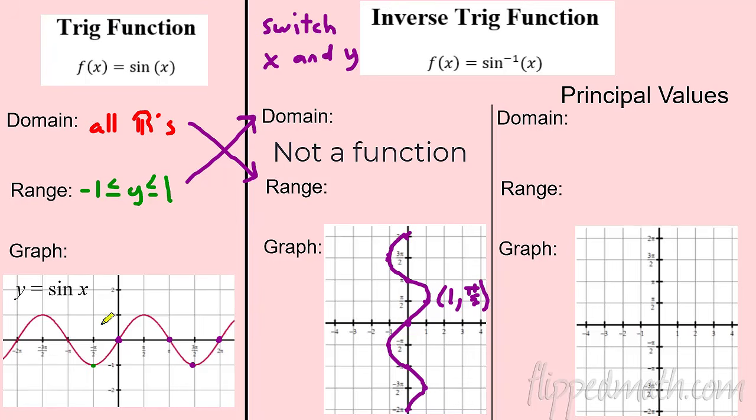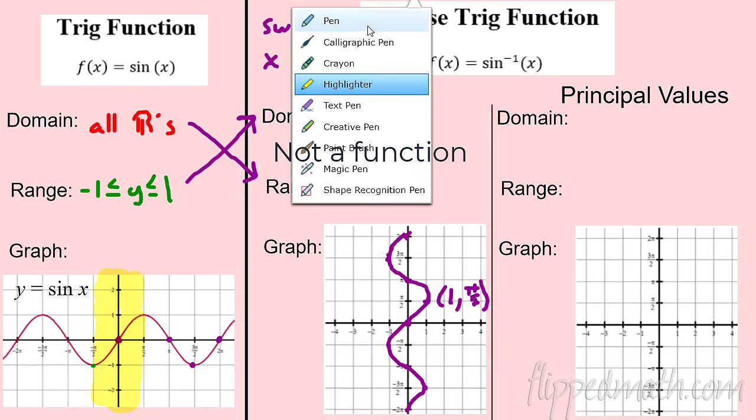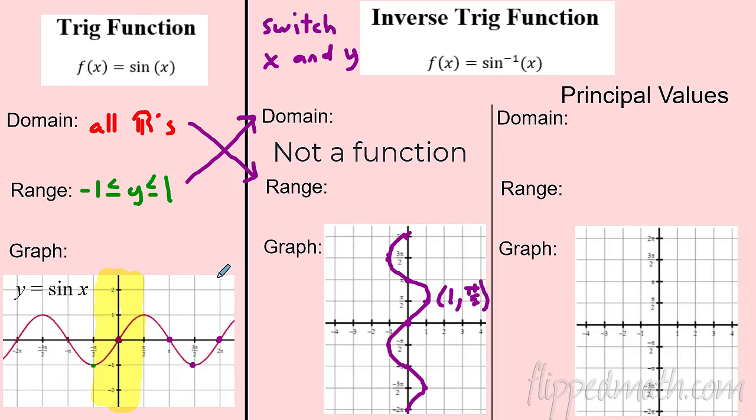I love the highlighter. What part do we want? Well, to make it past the horizontal line test, or to make it invertible, we are going to go from negative pi over 2 to pi over 2. So we all just kind of agreed. This is the area. There's a bunch of areas we can look at, but this is the one we're going to take from negative pi over 2 to pi over 2.